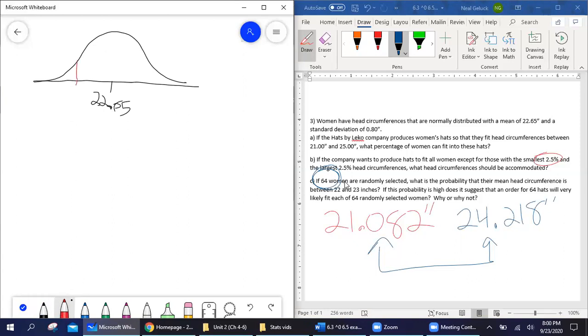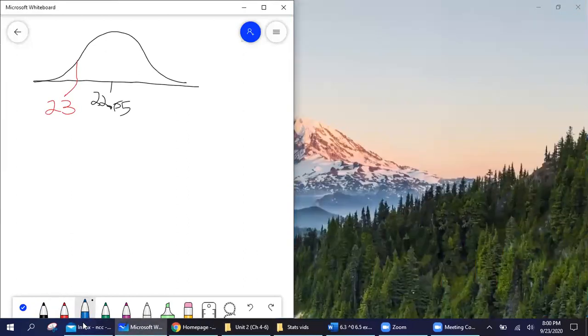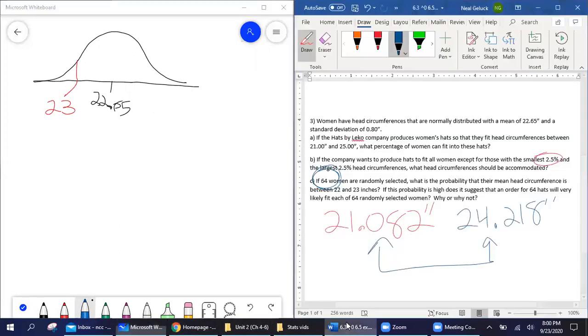So 22 is still down here. Oops, that's not what I wanted. 23 is going to be bigger. And I want to know, oops, I did 23 twice. Try that again. 22 over here. But remember, this is a group of 64 women. So my curve actually is much more narrow, but just so I can actually see it, I drew it this way. And I want to know the in-between.